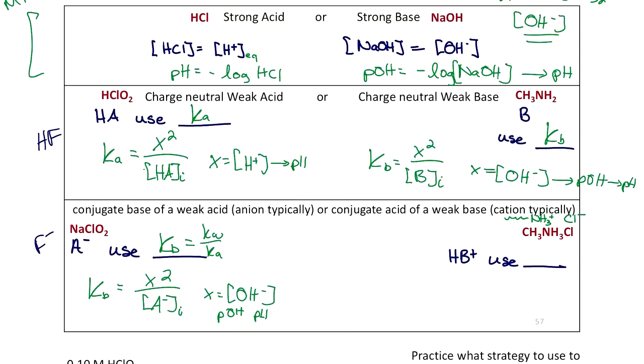So if this is an acid, and here's the generic term, we want to use Ka. But am I going to give you the Ka of methylammonium? Nope. So you have to calculate it using Kw over Kb. I will give you Kb. So go ahead and use the Ka expression. Ka equals x squared over initial concentration of the conjugate acid, HB plus. X is equal to concentration of what? H plus, yes, because it's Ka, and then pH.